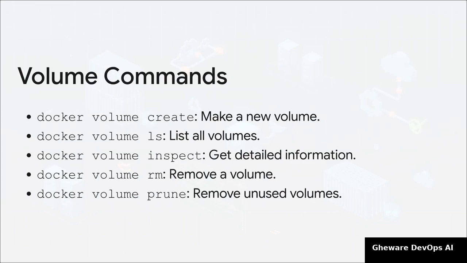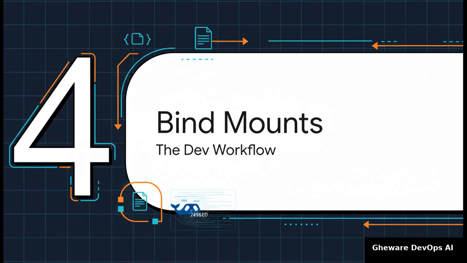And what makes volumes so powerful is that Docker treats them like VIPs. They're what we call first-class citizens. This means you get a whole dedicated set of commands just for managing them. You can create them, list them all out, inspect one to see all the nerdy details, and of course, delete it when you're really done with it. And that prune command, that's a lifesaver for cleaning up all of the old, unused volumes that are just taking up space.